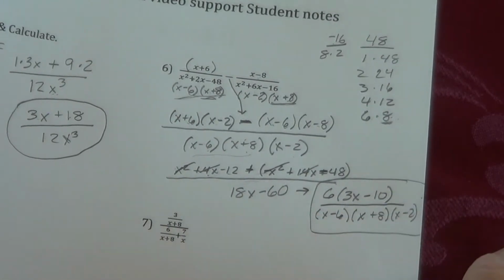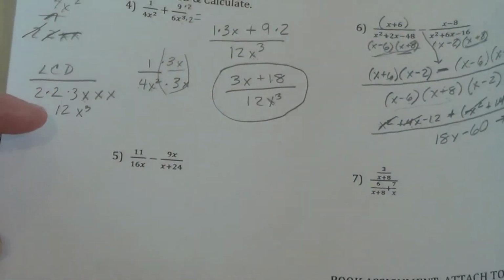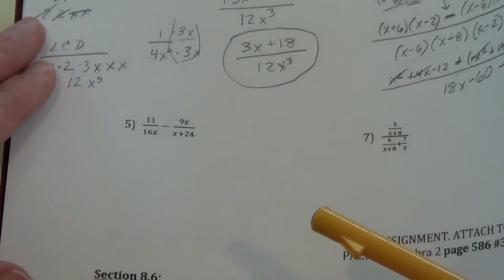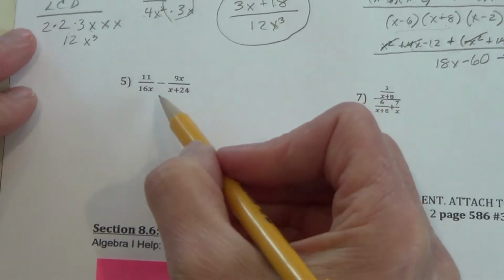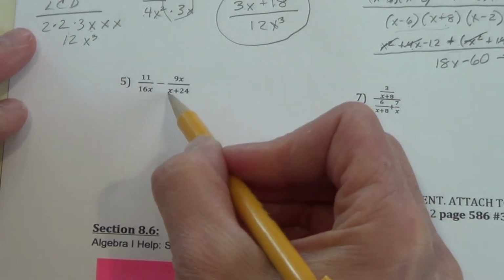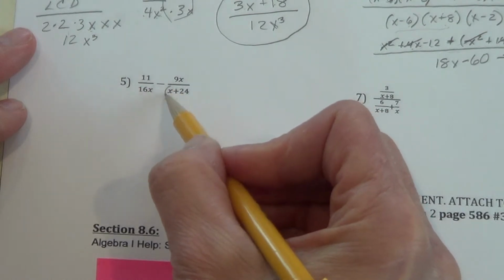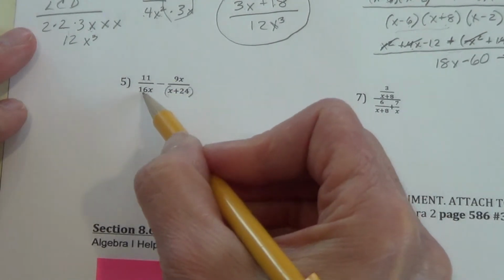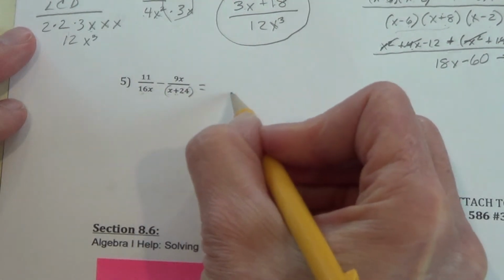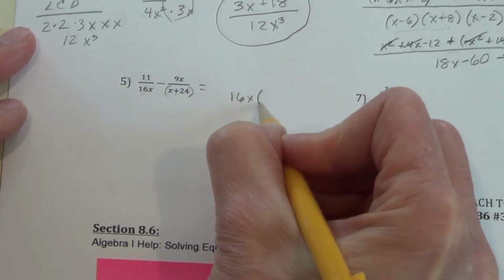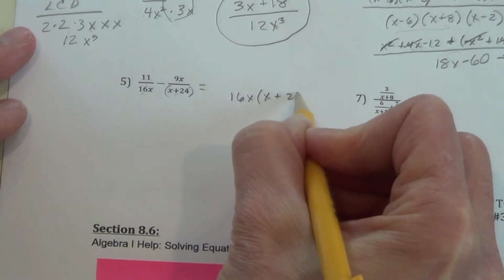That's my final answer. So again, anytime we add or subtract fractions, we always have to get a common denominator. We have 16x here, and then we have x plus 24. x plus 24 can't break down any further, so I know I need both of these in my common denominator. I need 16x times x plus 24.